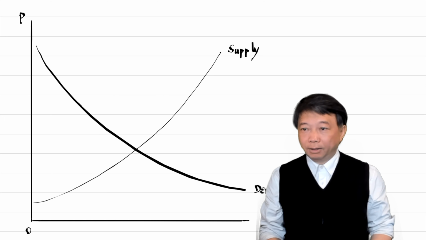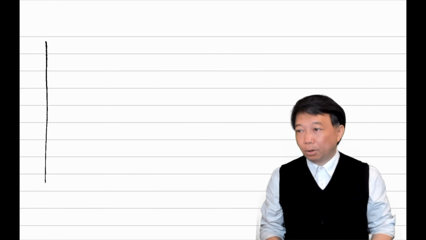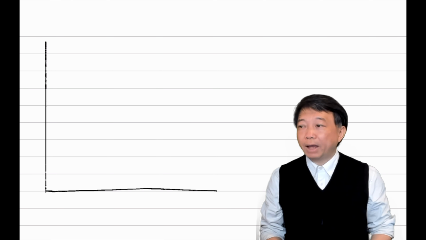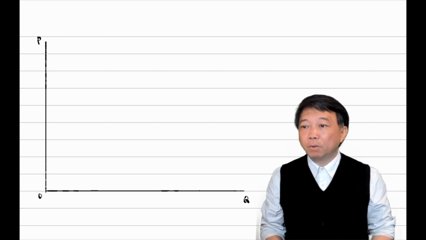All of our analyses are conducted using diagrams of demand and supply curves. The consumer's demand curve for a good and the firm's supply curve for that good are plotted on a graph where the horizontal axis represents quantity and the vertical axis represents price.